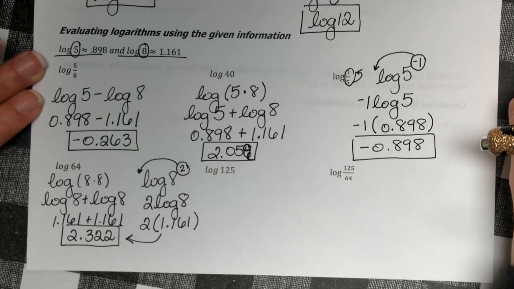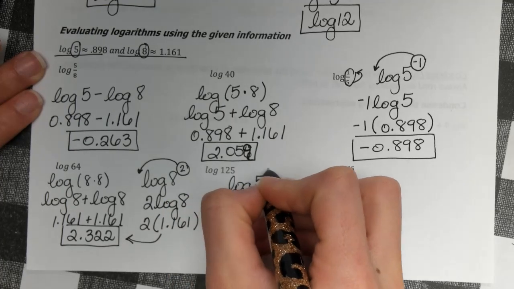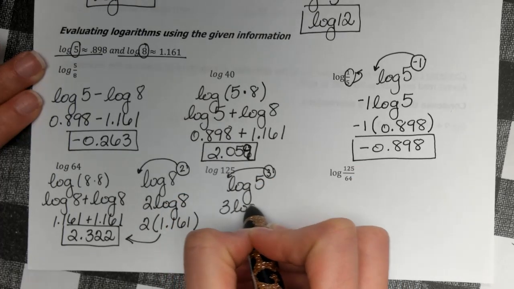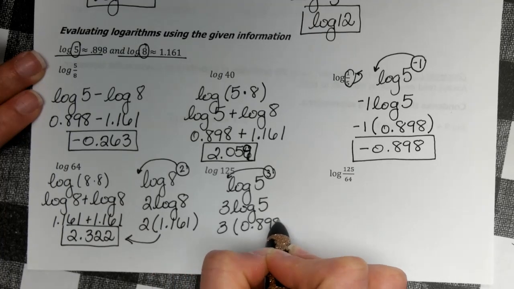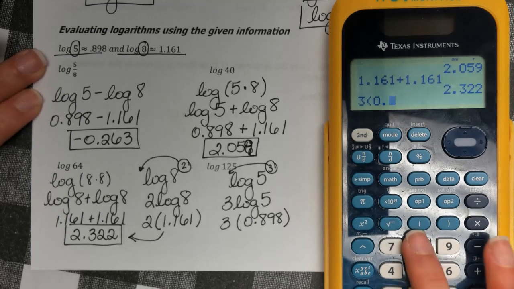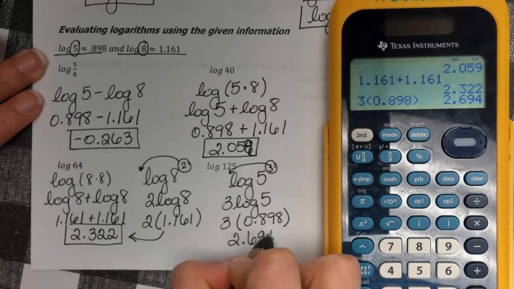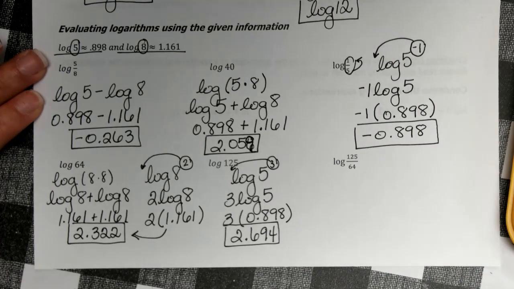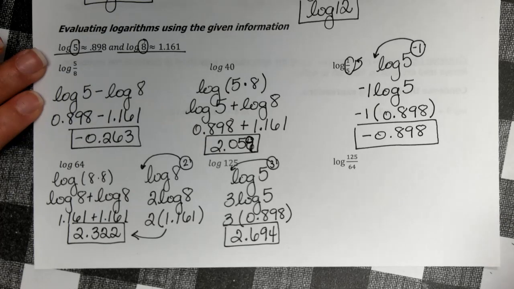Okay, so then log of 125 is what? 5 to the third. So I bring my 3 forward. 3 log of 5. So 3 times 0.898. And I get 2.694. Y'all good with this? Okay.